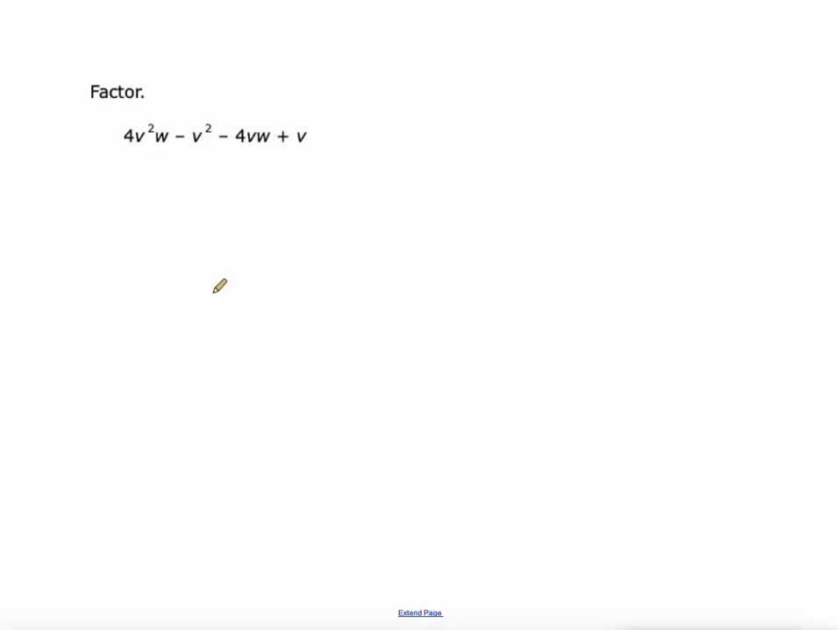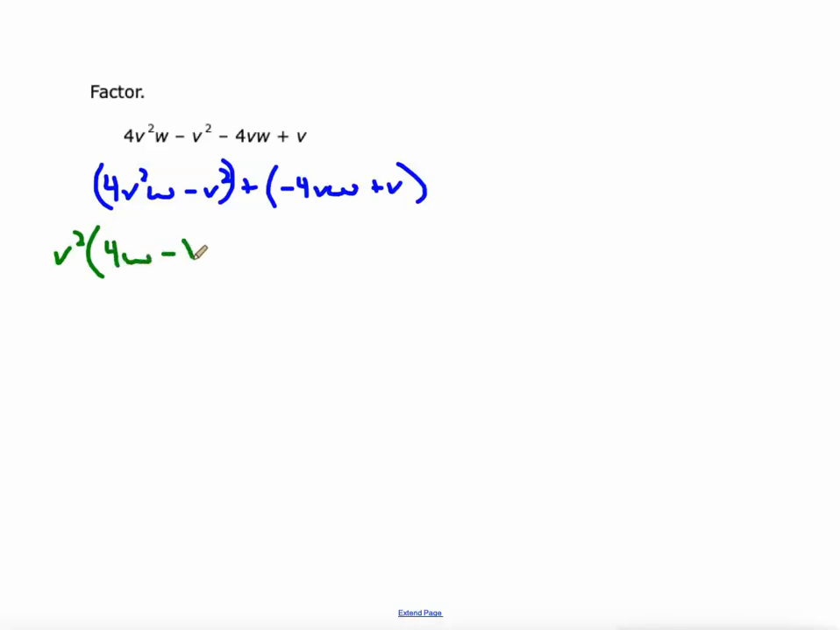One more that's kind of like that one. All right, I'm going to group the first two. And I'll group the second two, negative 4vw plus v. What can be factored out of the first two terms? V squared. That would leave me with 4w minus 1. Got my colors. 4w minus 1. And what can be factored out of the second two? How about a negative v? That would leave me with 4w minus 1 as well.